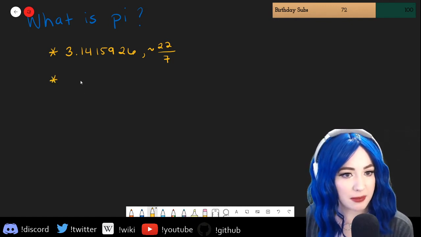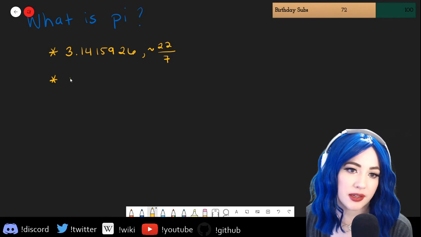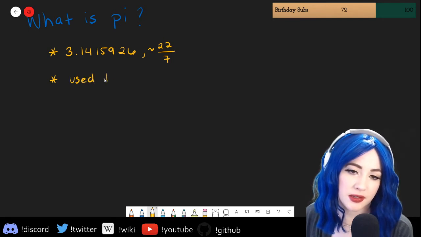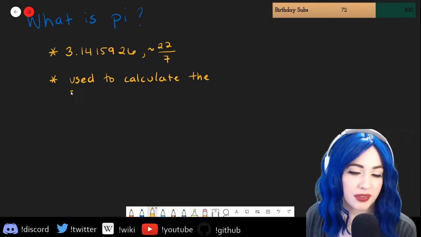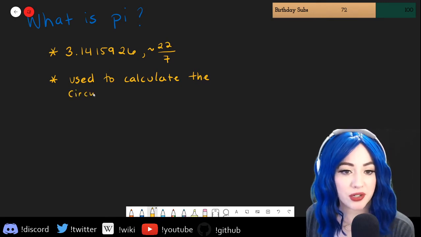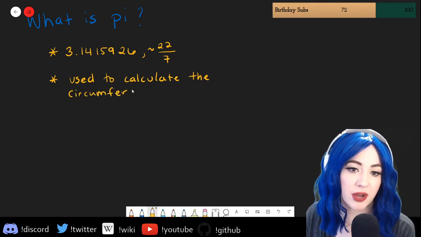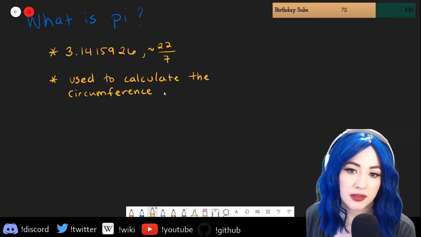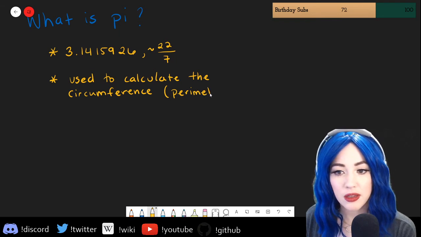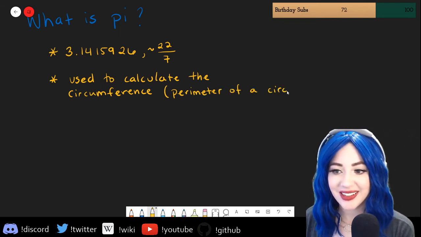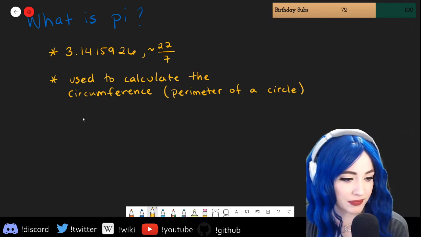And mediocre gamer, yep, you can use it to calculate the circumference. So the perimeter of a circle, we have a special word for that. It's called the circumference. Perimeter of a circle.